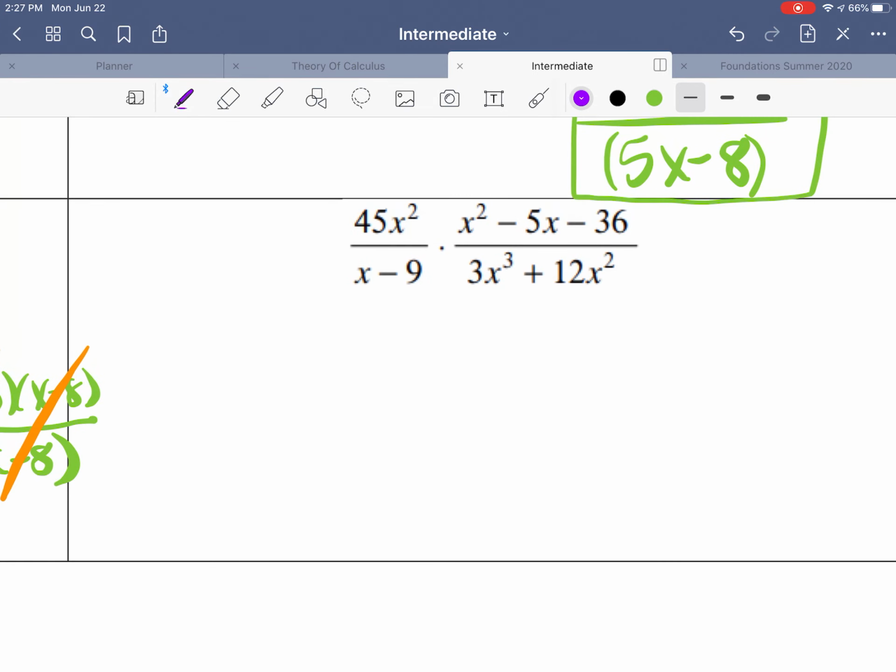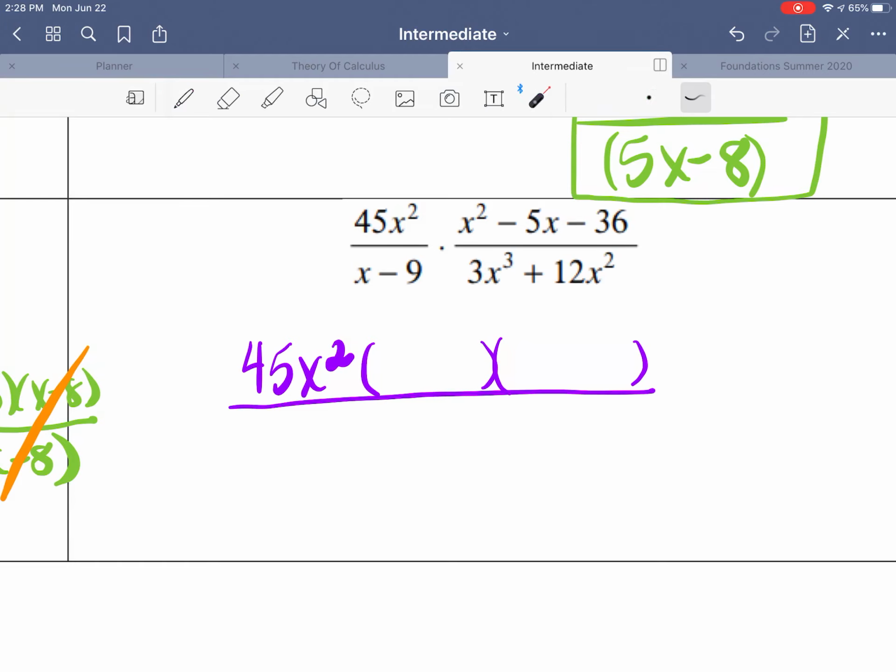Okay, next one. This one looks like fun. Let's see. Go ahead and factor anything that you see can be factored. I am going to also multiply, which means I'm going to put it all on the same line. So what I'm factoring is this. I'm looking for factors of negative 36 that add to negative 5. Let's see, 1 and 36, 2 and 18, 3 and 12, 4 and 9. I made it a negative 9 and a positive 4 so that it makes negative 5 when you add them.